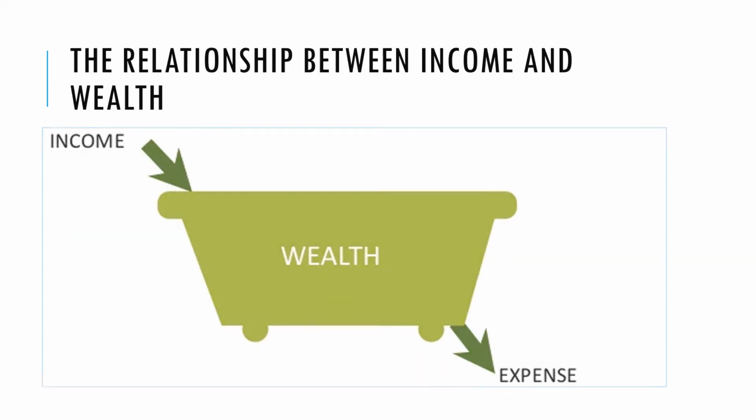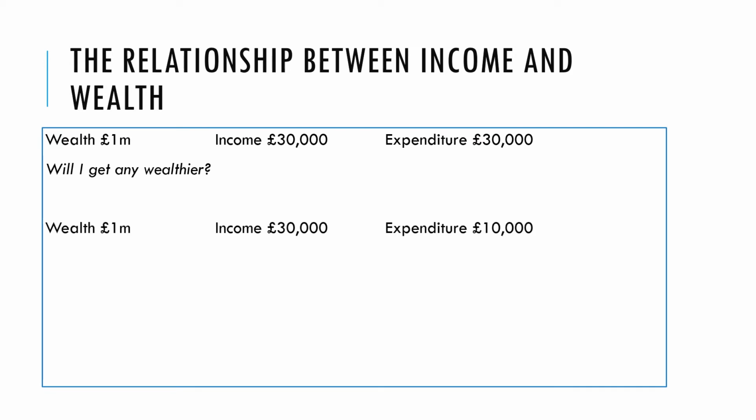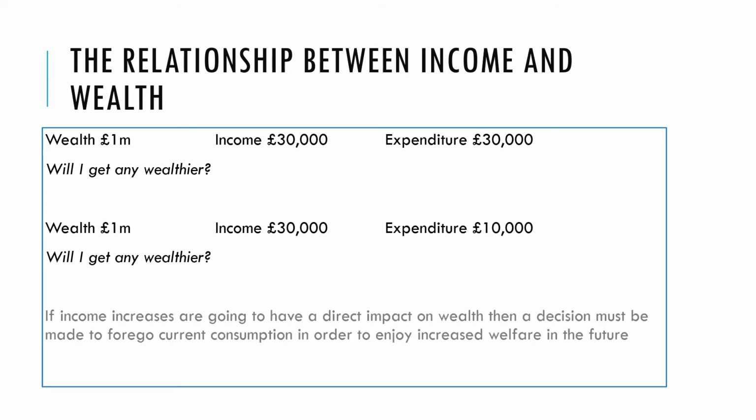So what is the relationship between income and wealth? Well, if I was worth £1 million, my income was £30,000, and my expenditure was £30,000, will I get any wealthier? The answer is no. My income is the same as my expenditure. If I was worth £1 million, my income was £30,000, but I was only spending £10,000, would I get any wealthier? Well, in that situation, yes, I would. I'd be getting wealthier by £20,000 every year.